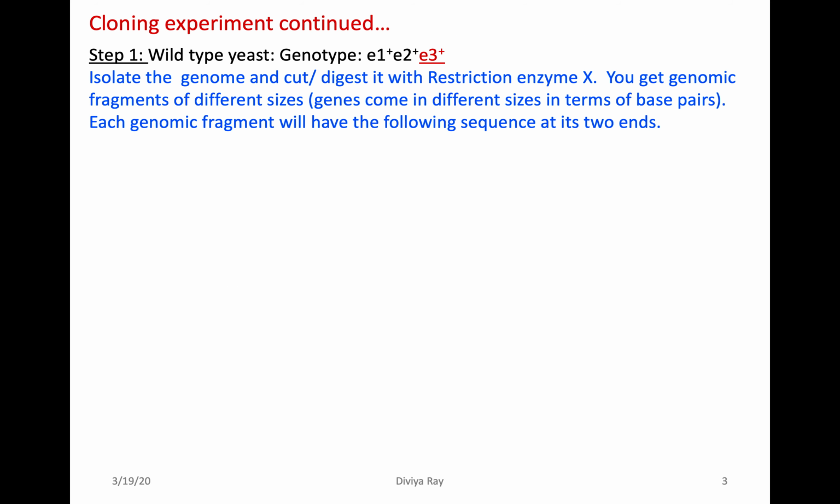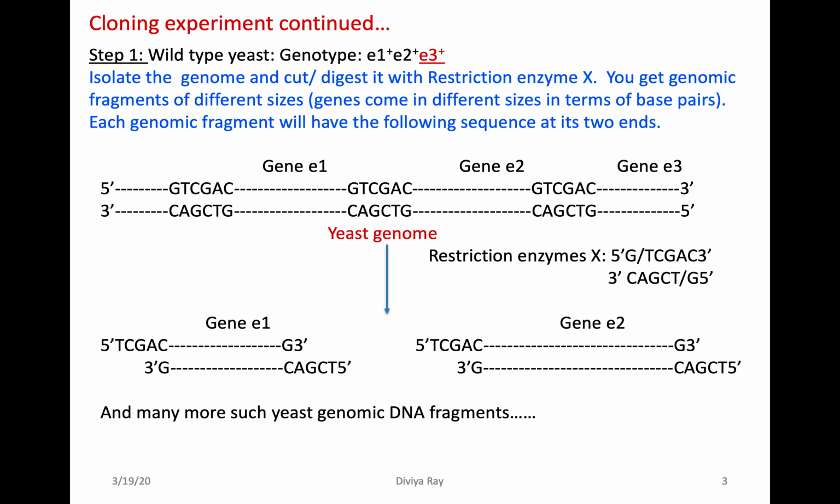So your first step is to start with the wild type yeast. As we know, its genotype is E1 plus, representing the wild type phenotype, E2 plus, and E3 plus. You isolate the genome from this wild type yeast. Now, this is just a representation of the genome, and it will have recognition sites for restriction enzyme X at different locations.